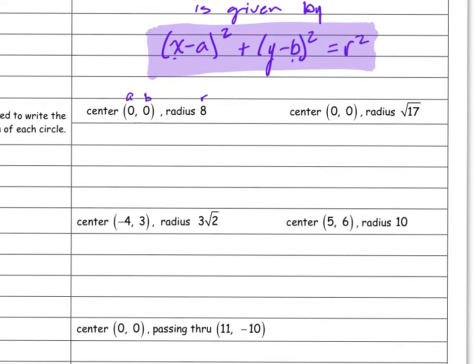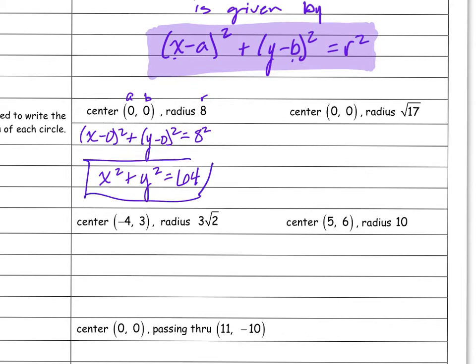So I've got (x - 0)^2 + (y - 0)^2 = 8^2. Now I need to simplify that. So x - 0 is just x squared plus y - 0 is just y squared equals 64. And that's my answer right there.